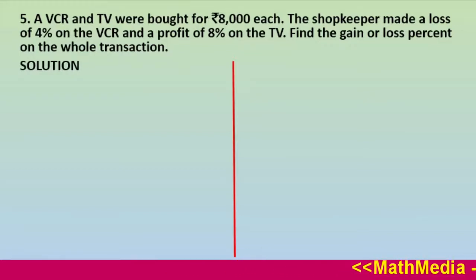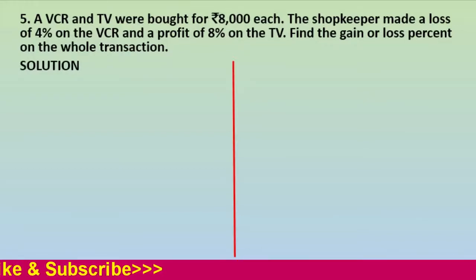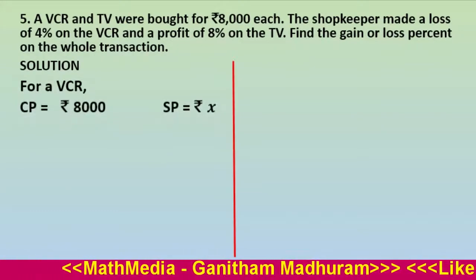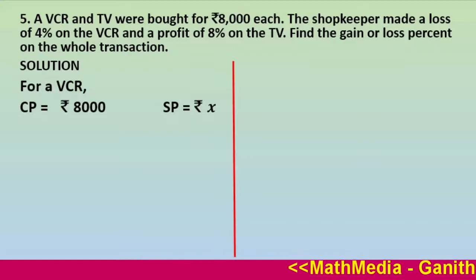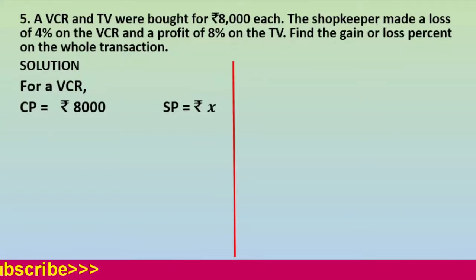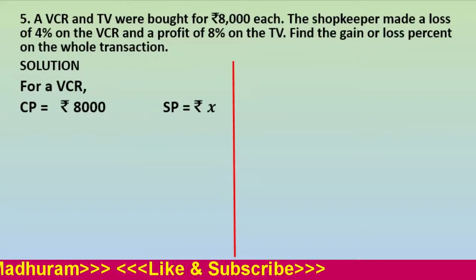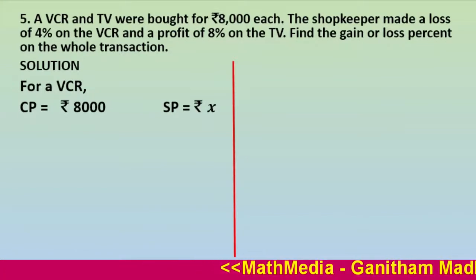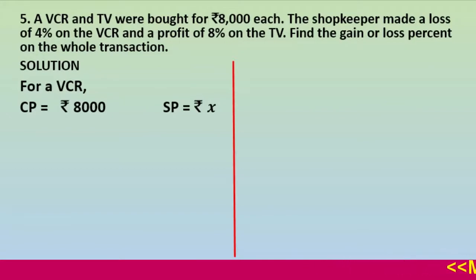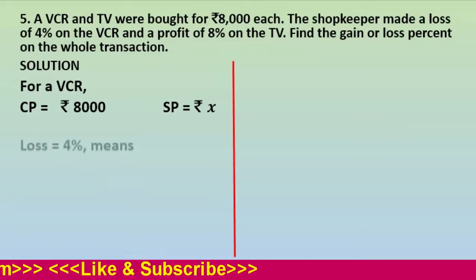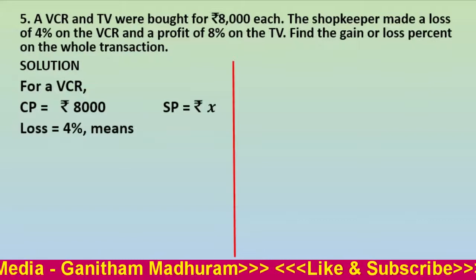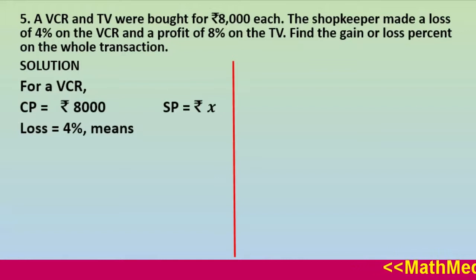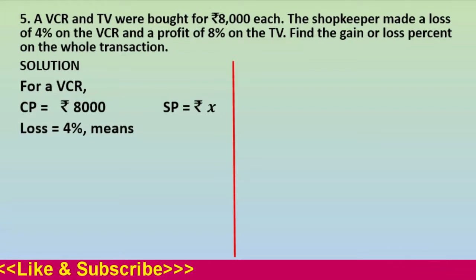Here a VCR bought for rupees 8,000, that means cost price of VCR equal to rupees 8,000. We have to find the selling price, we don't know, so we can give it as rupees X. And in this transaction, he made a loss of 4%. Percentage is always out of 100. Percentage means out of 100.